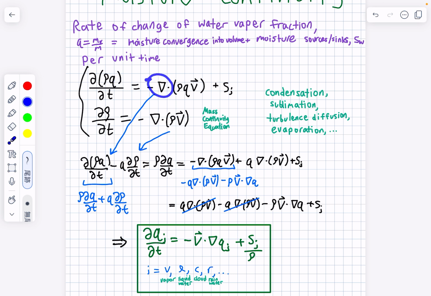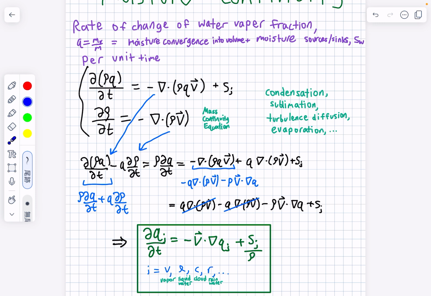And that is equal to the convergence, negative divergence, of that same quantity, moisture convergence, which is this entire term, because inside of the divergence, instead of the regular divergence of velocity, it's the divergence of the density times the Q fraction times the velocity, plus the source sink term, where S is for source and for sink. One of these, for example, SJ could be condensation. There's other ones, sublimation, turbulence, diffusion. Another one you probably know is evaporation.